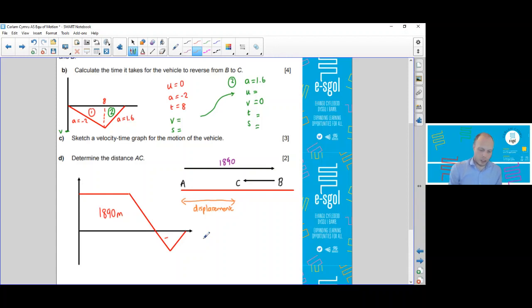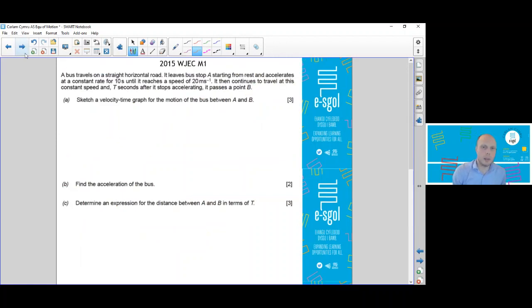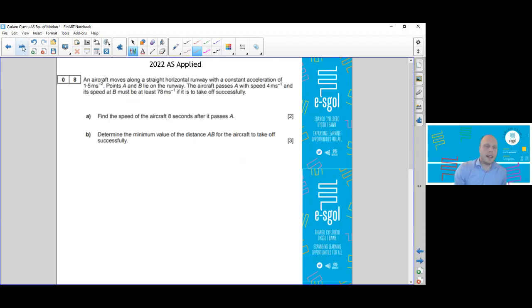I'll just show you the other 2 questions I've got. So I've got a couple. This question is a little bit older, but WJC. This one is about 2 vehicles, so that's a little bit tricky. We haven't had time to get to that, but I will put my answers into the resources section for you later on. And then we've got another one there.